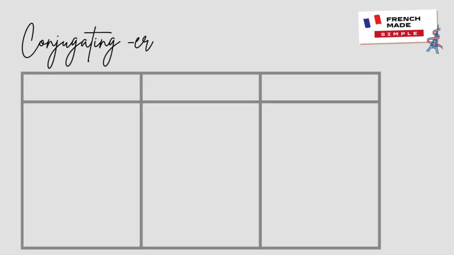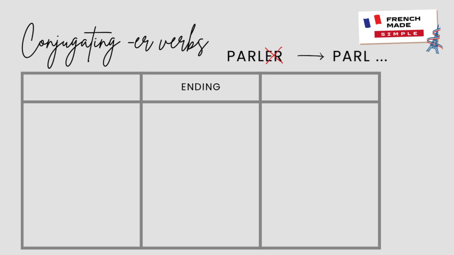Okay, so there are three types of regular verbs, ER, IR, RE. And in order to conjugate a verb, we must take away ER, IR, RE, and add the correct ending, the one corresponding to the subject of the verb, je, tu, il, etc. Let's conjugate parler, which is a regular ER verb and translates as to speak in English.